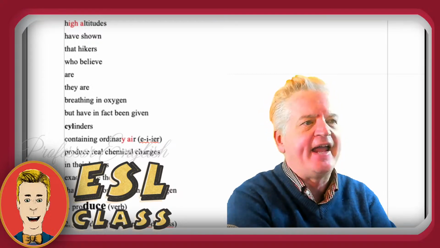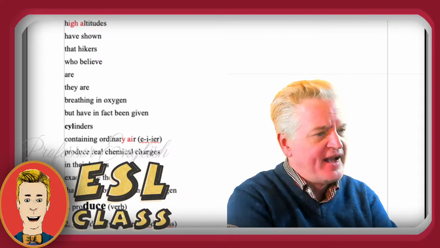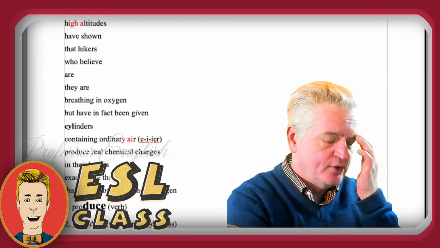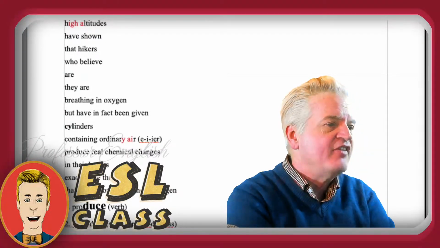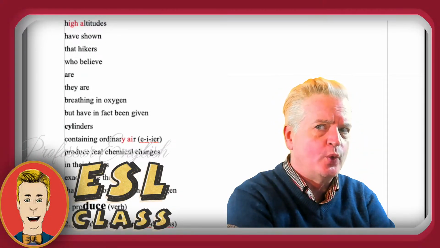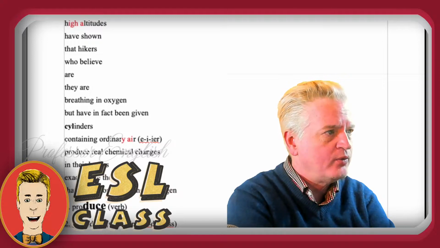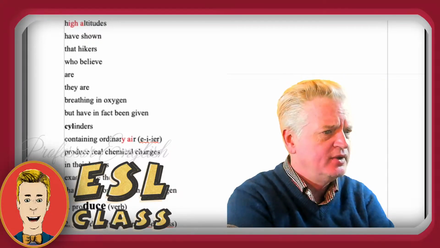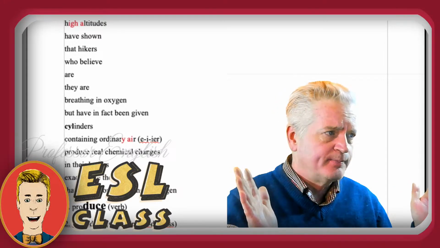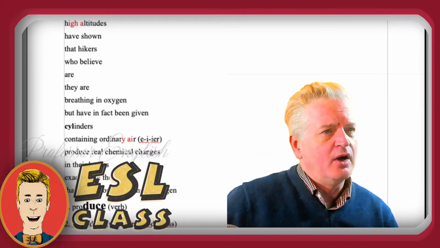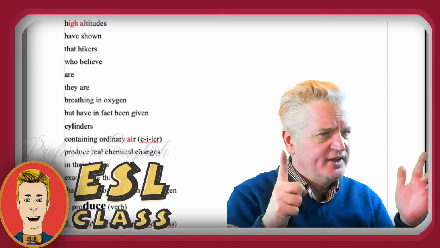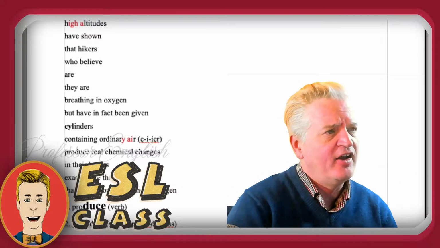Altitudes. High altitudes. See how that is? It's very long. High altitudes. Okay, let's take a look at the next two words. Have shown. Have. What do you think about that? Is that a long sound? We're talking about duration here, because long vowels could mean something else. We're just talking about whether it is long in time or short in time. Have. I think that's long.